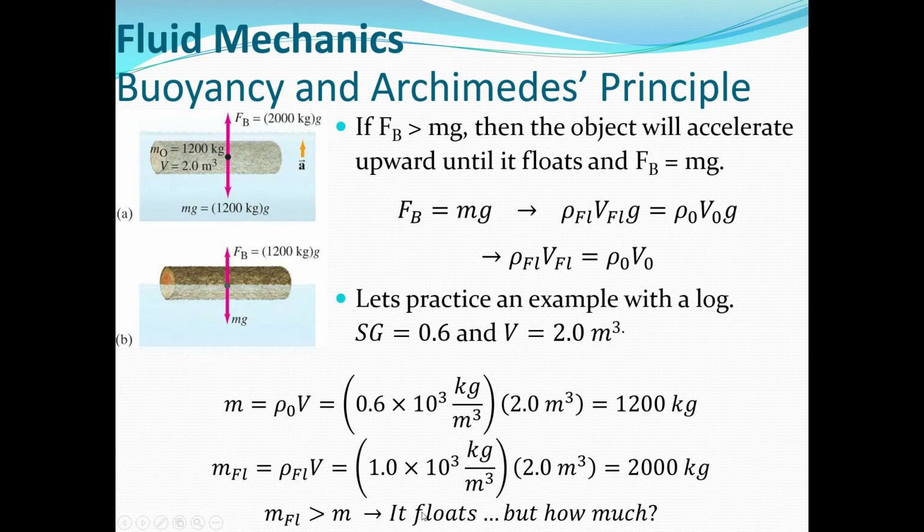But now the question is, how much is it going to float? How much of that log is going to be above the water and how much is going to be below the water? Well, we know that it's going to reach equilibrium when the weight of water is equal to the weight of the log. Or another way of saying it is the mass of water displaced is equal to the mass of the log. So I know that the mass of the log is 1,200 kilograms. So that means the mass of the fluid should also be 1,200 kilograms.